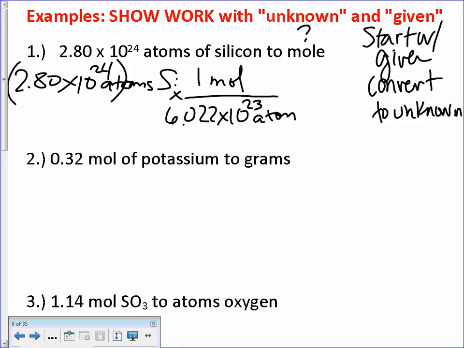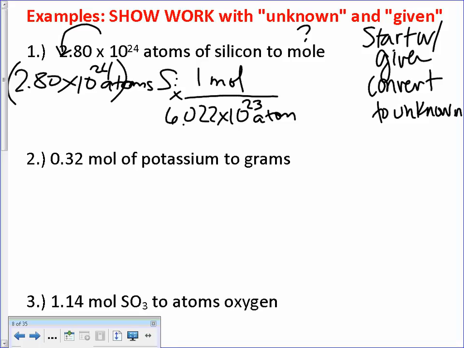Why does the one on the left say 24 and the one on the bottom say 23? Because this was my given, so I wrote down exactly what is told. This is a standard number you must memorize, 10 to the 23rd. So it's a totally different number because this is a standard, and this can change. The given can change a million times. The given is going to be given to you in the problem.